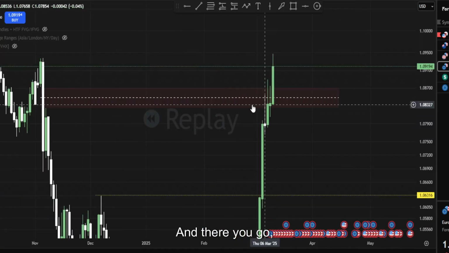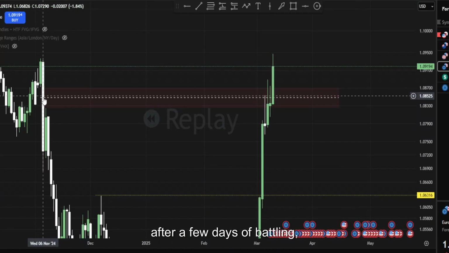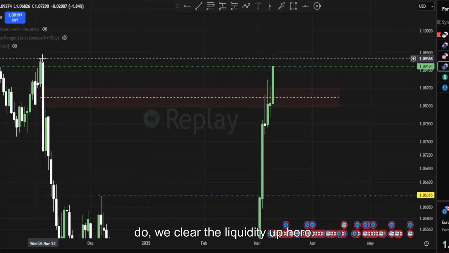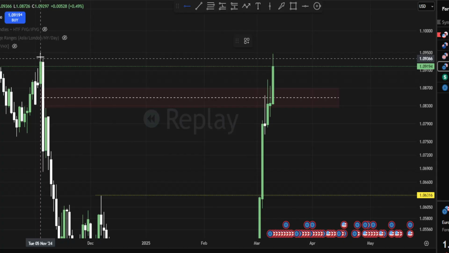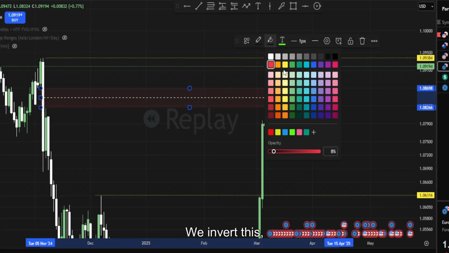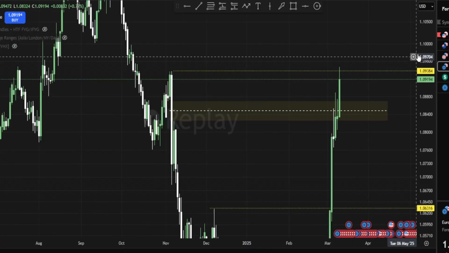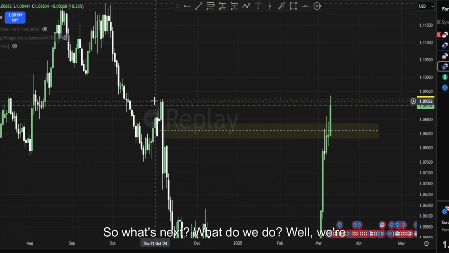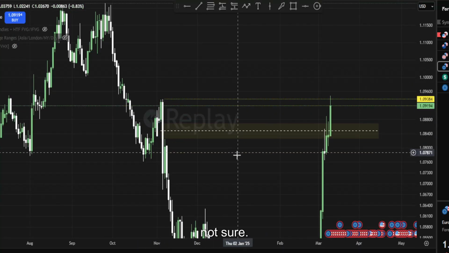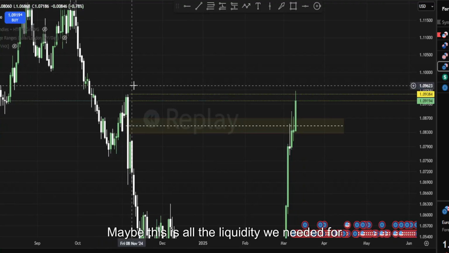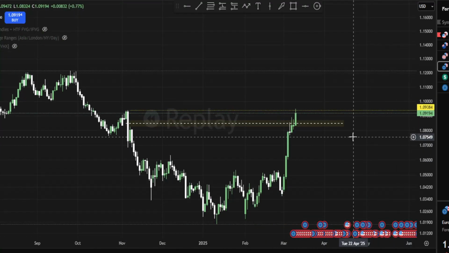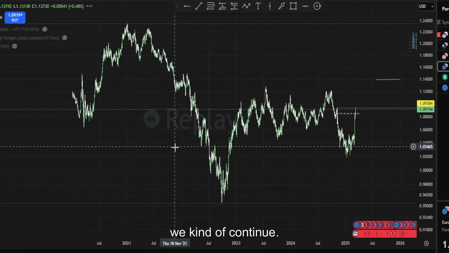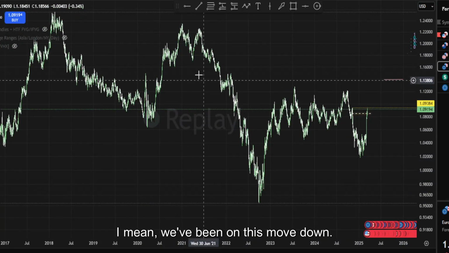And there you go. After a few days of battling, you get the breakthrough. Do we clear? We do. We clear the liquidity up here. We invert this, continuously looking at the bullish trend. So what's next? What do we do? Well, we're not sure. Maybe this is all the liquidity we needed for some move down, or we continue. I mean, we've been on this move down.